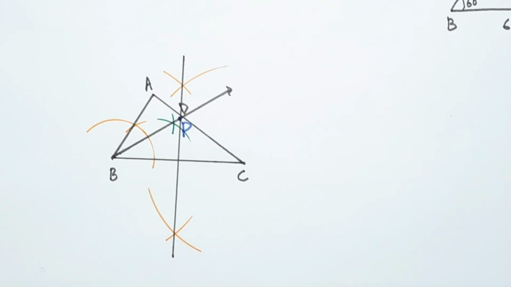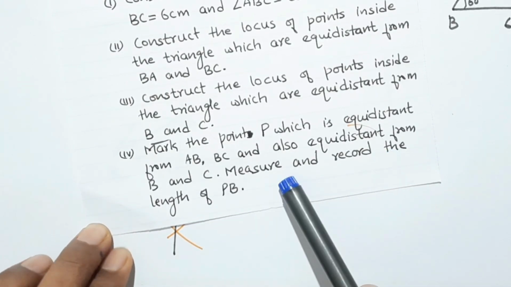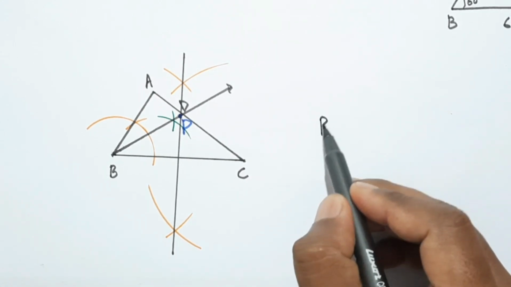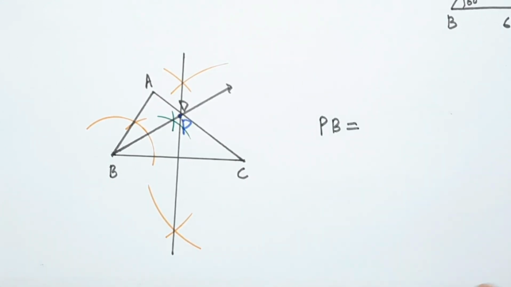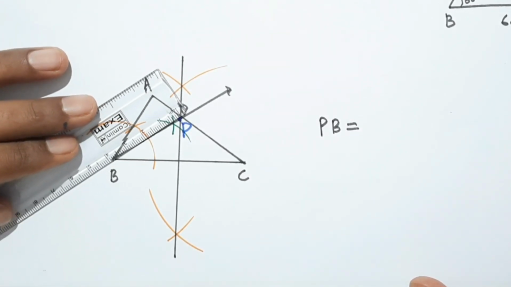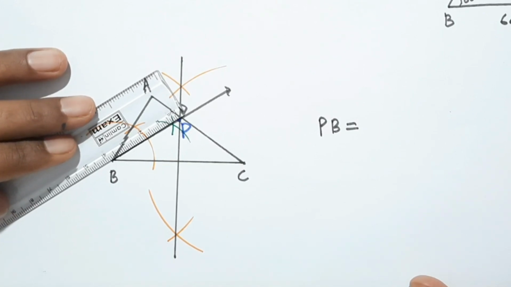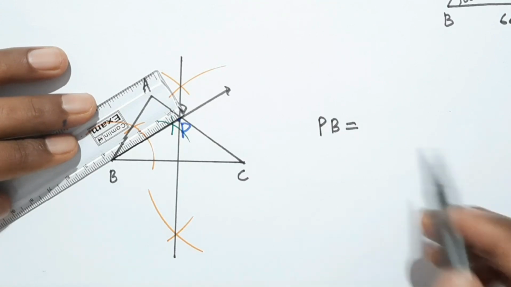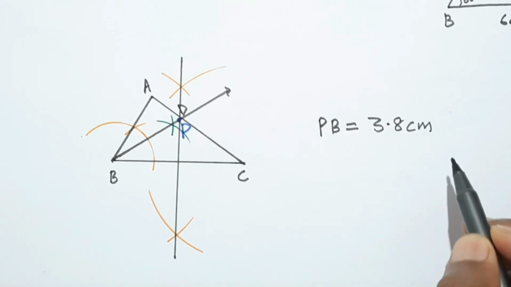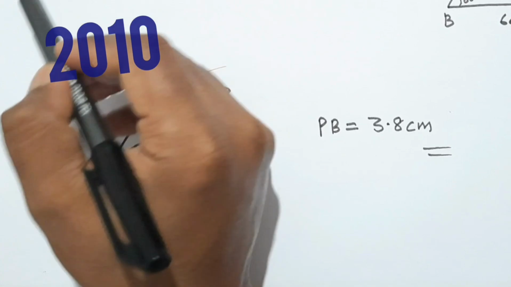And last part of the question is measure and record the length of PB. Now finally we have to measure this PB, and then write down the length of this PB. Let us measure this PB. So here it is, PB is 3.8 centimeter. So this is our question from 2010 board paper.